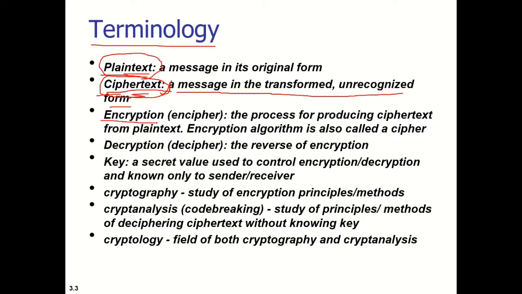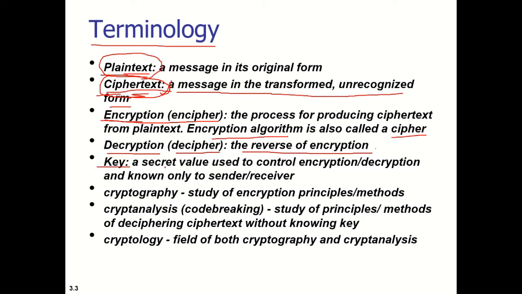Next term we use is encryption or encipher. Encryption is the process to change the plain text to ciphertext, and to change it we apply an algorithm which is called the encryption algorithm, and we also call it a cipher. Next, in contrast to encryption we have decryption, which we call decipher, which is the reverse of the encryption process, in which we find out the plain text out of the ciphertext.